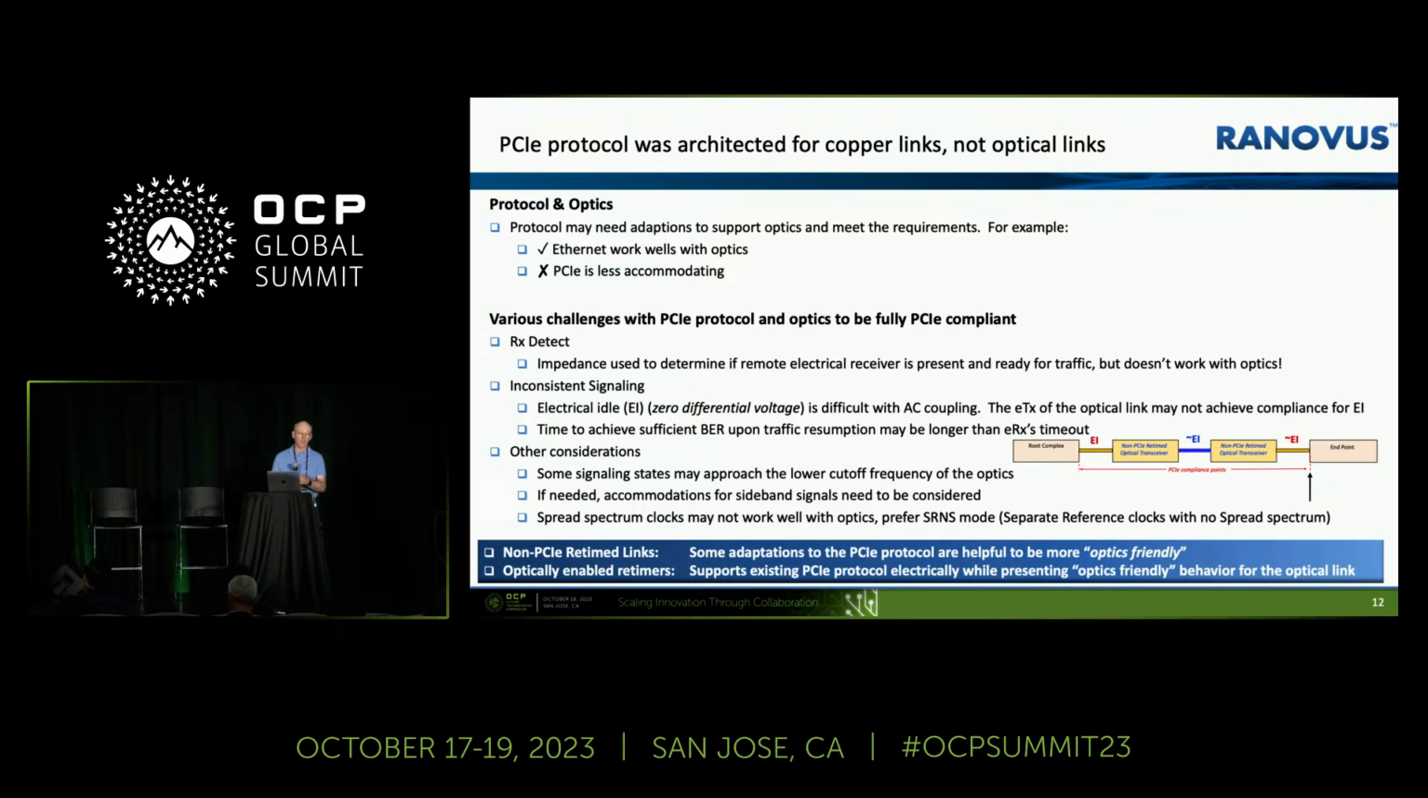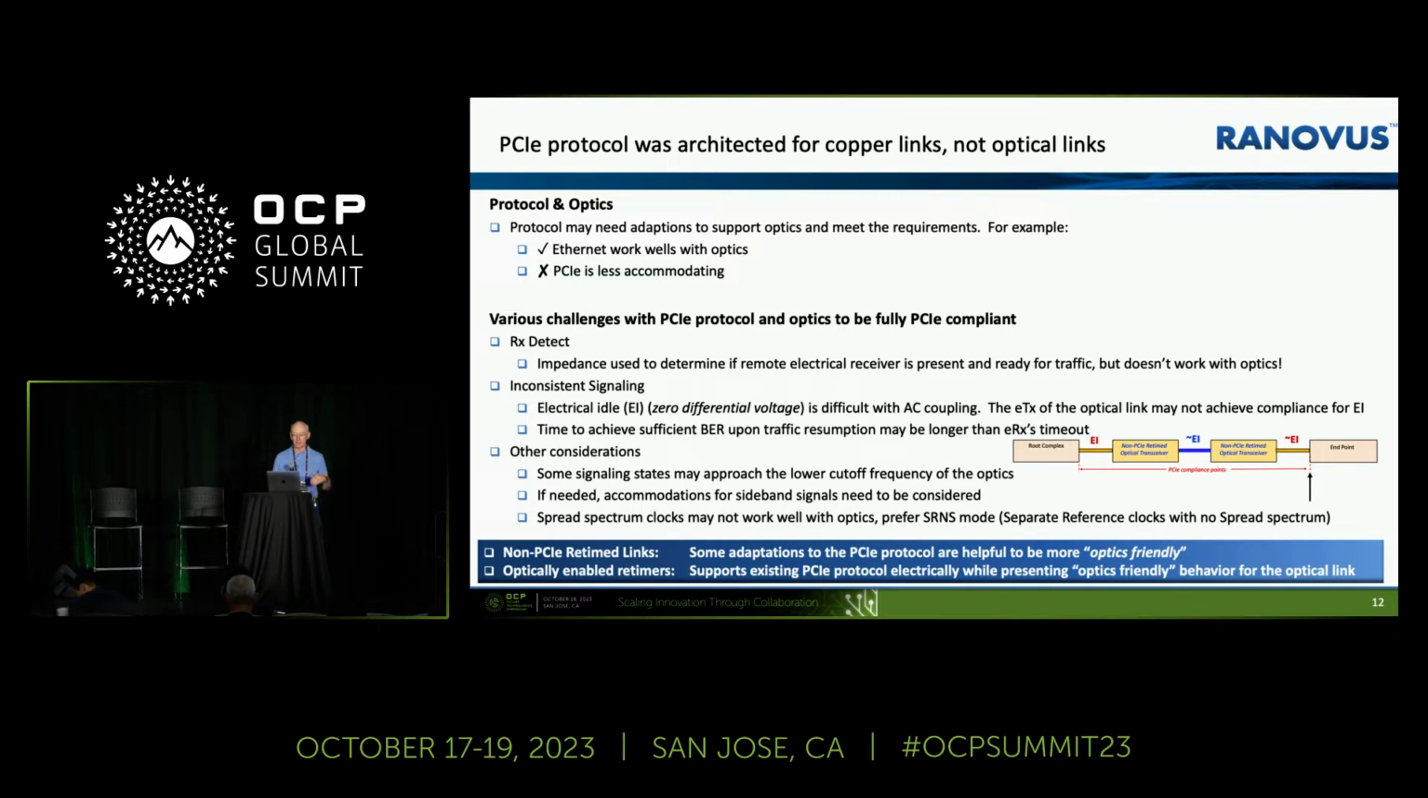If you have these non-retimed optics in between, then you have a large amplification chain. And the question is, you're close to a couple of millivolts at the transmitter, how many millivolts do you have at the receiver, and do you meet the compliance specs? Another one is that when you're coming out of electrical idle, you start transmitting a data signal, and now the receiver at the other end has to lock onto that, get to a good consistent bit error rate, and start receiving traffic.